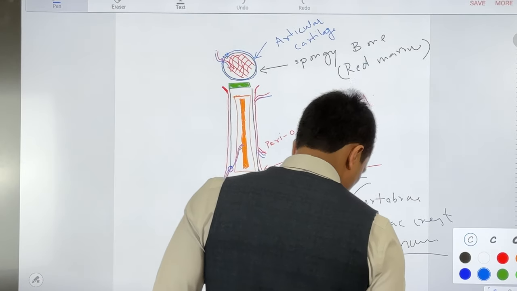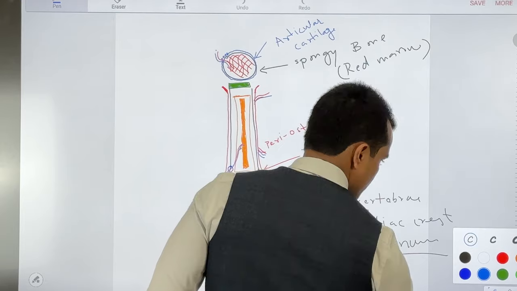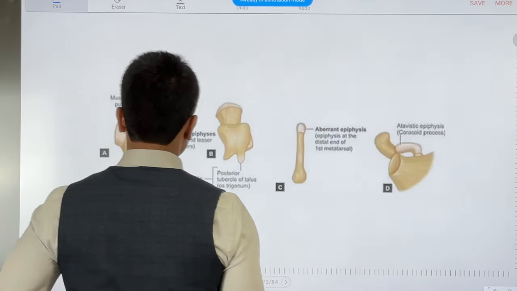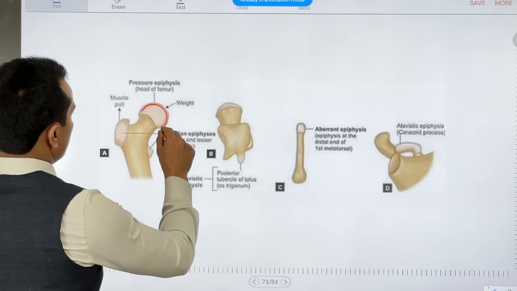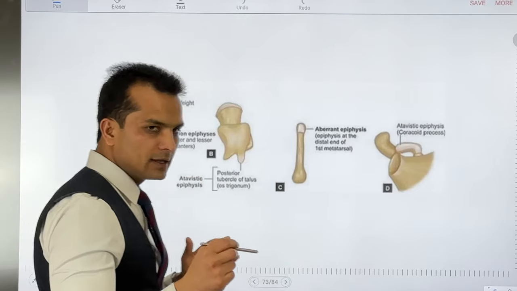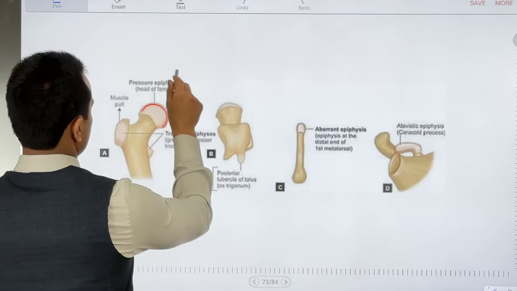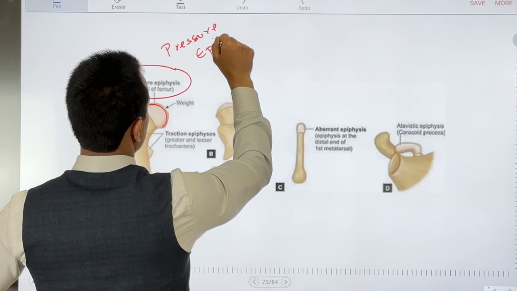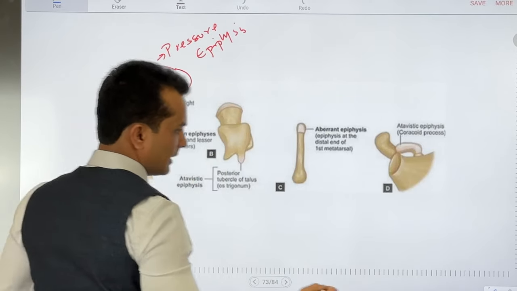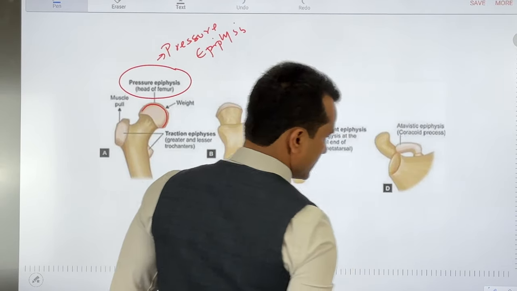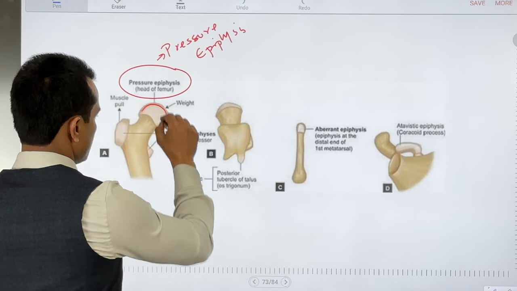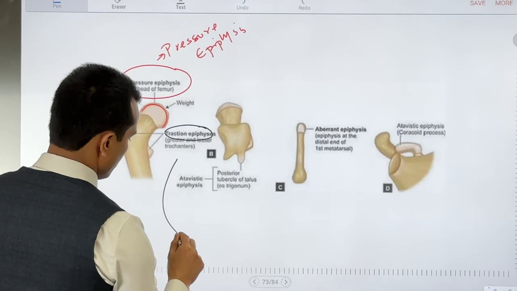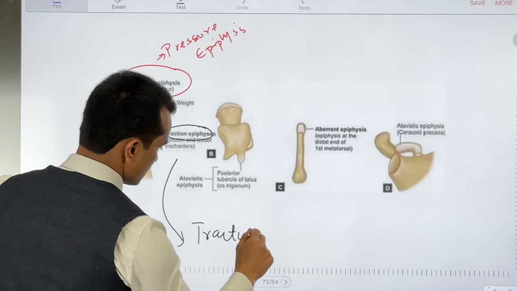And then we have different types of epiphyses also. Let me show you the structure. Okay, here you can see different types of epiphyses, like the head of the femur and the head of the humerus. This type of epiphysis is called pressure epiphysis. Why is it called pressure epiphysis? Because they help in the articulation of the long joints of the body, and they bear a lot of pressure, like the head of the femur and the head of the humerus. And then traction epiphyses. What is the meaning of traction? Traction epiphyses.